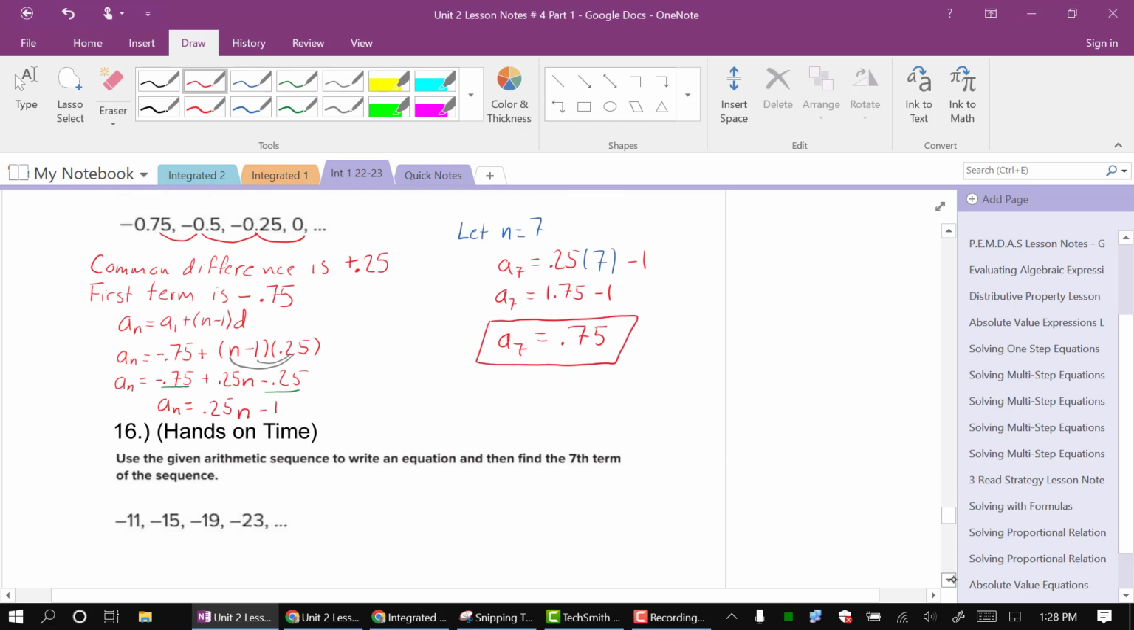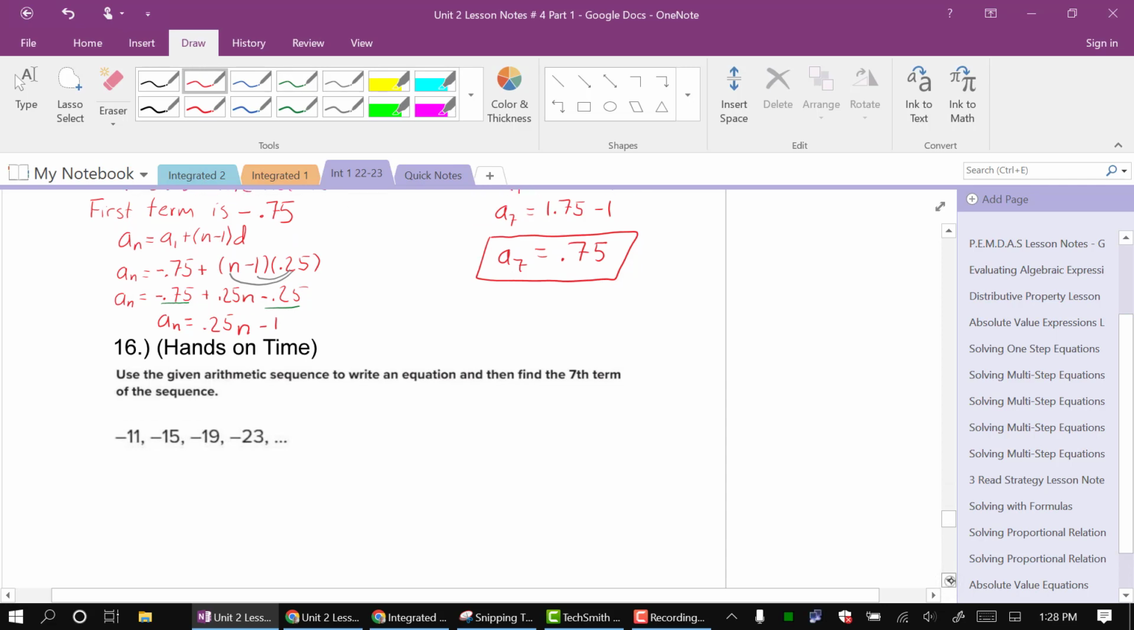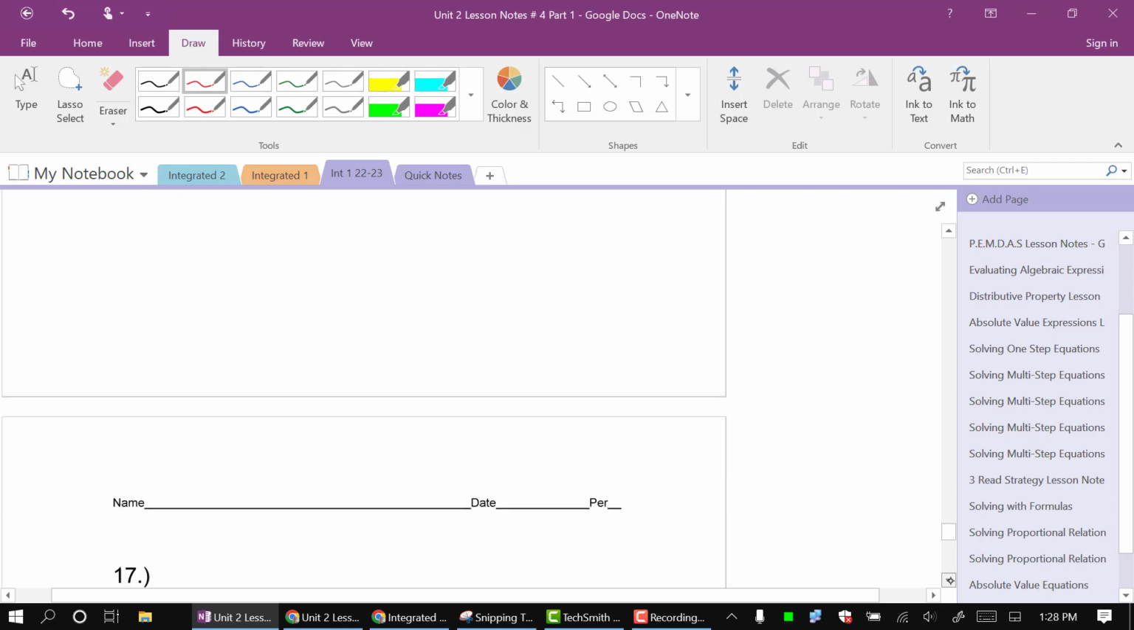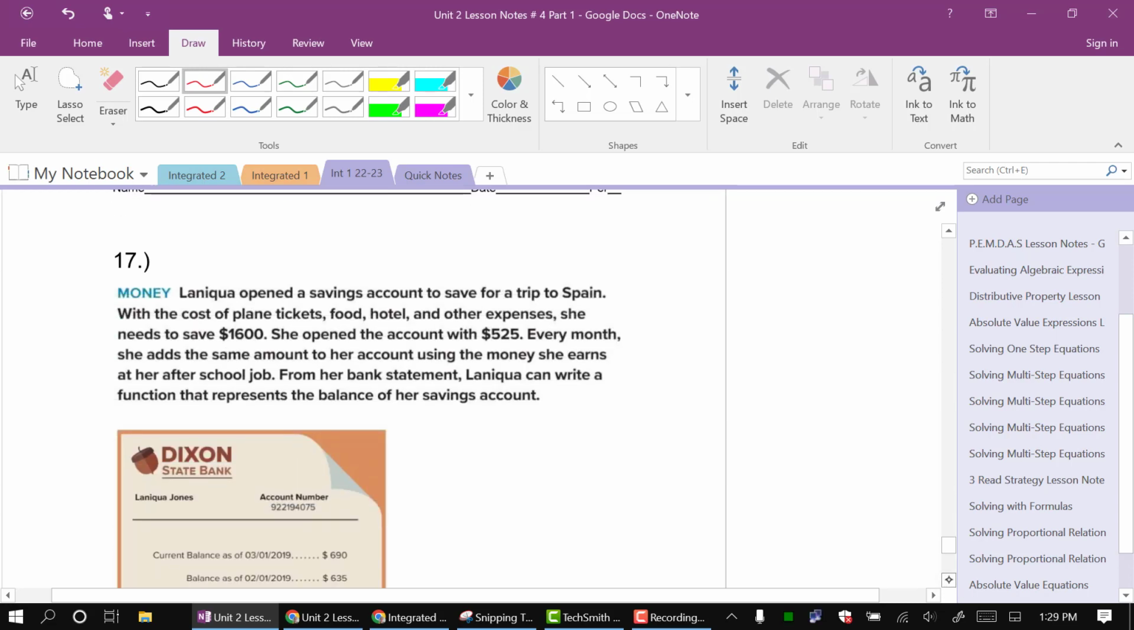Go ahead and pause the video and give number 16 a try. Hopefully you're able to figure out the solution to number 16. We have a word problem here that we're going to work through. So we're opening a savings account for our trip to Spain with the cost of a plane ticket, hotel, food, and other expenses.